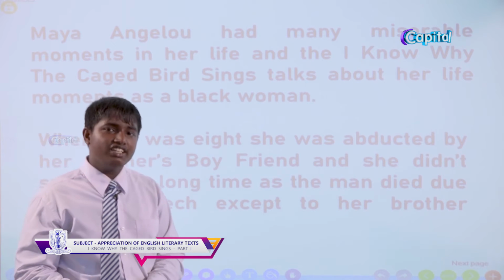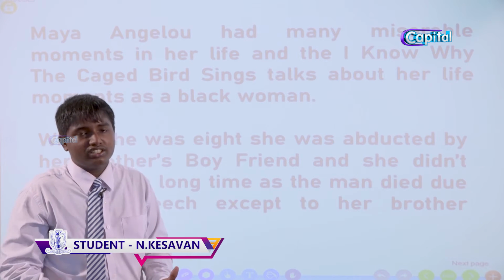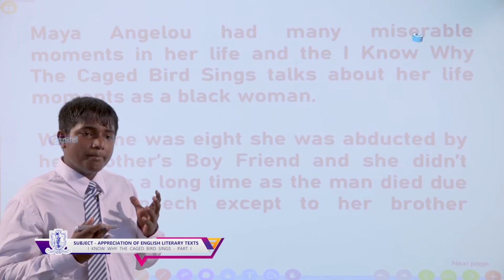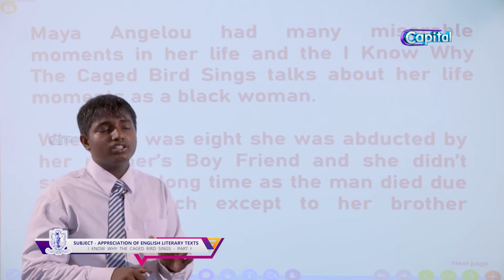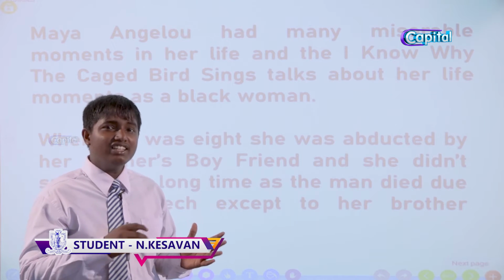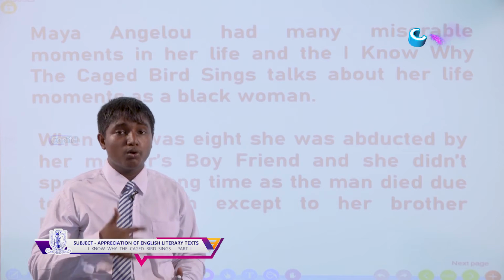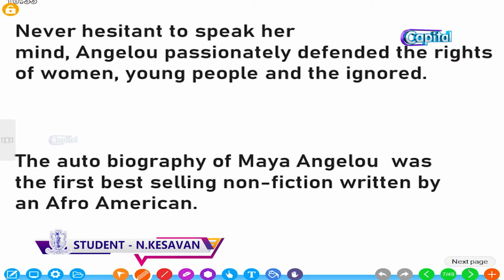When she was 8 years old, she was abused by her own mother's boyfriend. You can see she was just an 8-year-old, so it would be hard for an 8-year-old girl to manage that. And as she told her brother, the brother told the uncles. So the uncles killed that man, which caused her to not talk for nearly 5 years. For more than 5 years she didn't speak to anybody. And as a black woman, that's why she wrote the international best-selling non-fiction I Know Why the Cage Bird Sings.